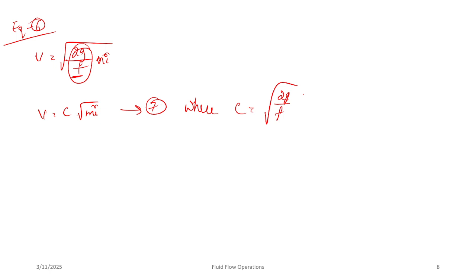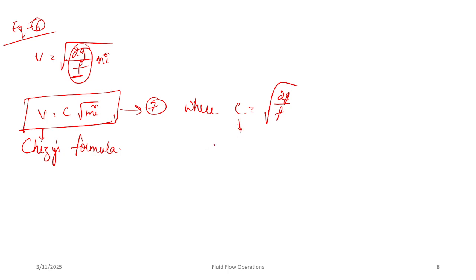So this particular equation, equation 7, is called Chezy's formula, and C is called the flow velocity coefficient. And there is an empirical formula as well to calculate C. We'll come to that.